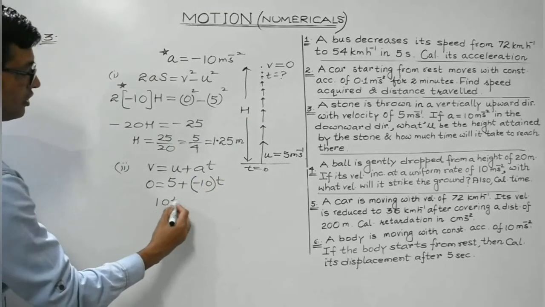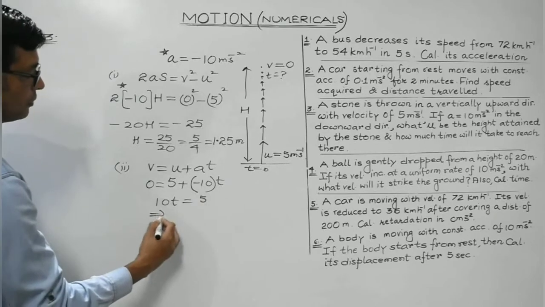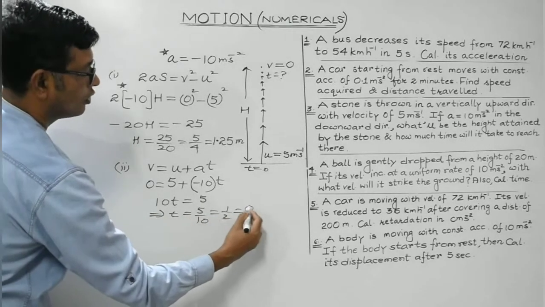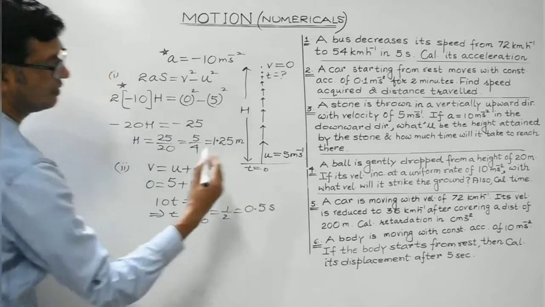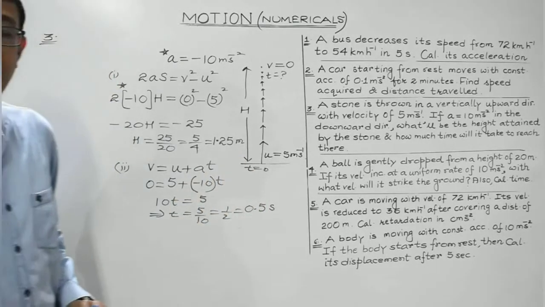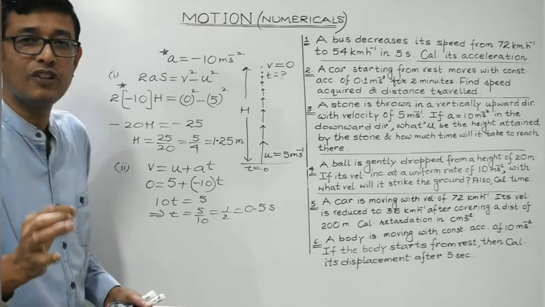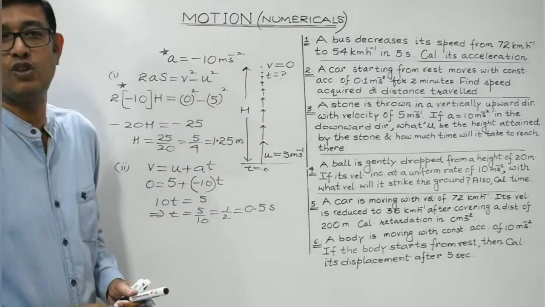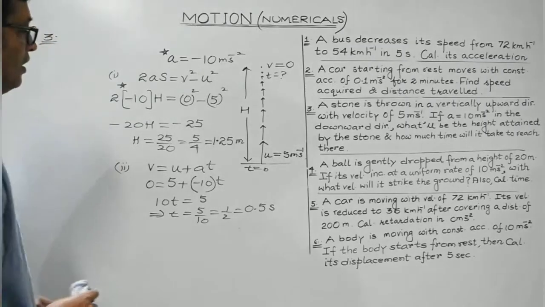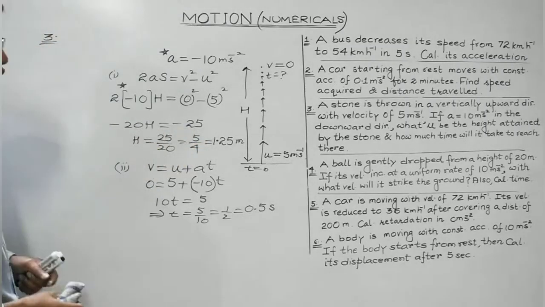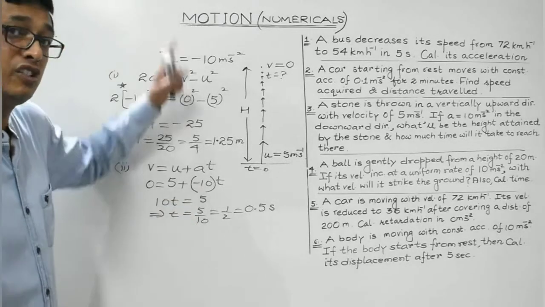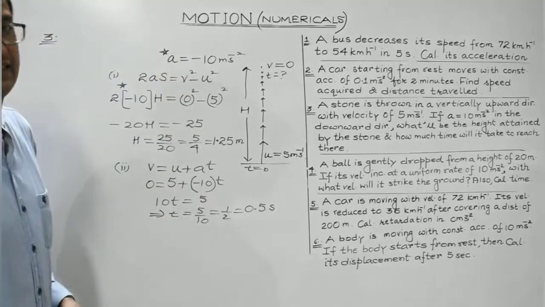So it will be 10t is equal to 5, which implies that t is equal to 5 by 10, which is equal to half or 0.5 seconds. So students, again, simply by making use of equations of motion, these questions can be easily solved, right? So the height attained is 1.25 meter, while the time taken by the stone to reach the highest point is 0.5 seconds, right?